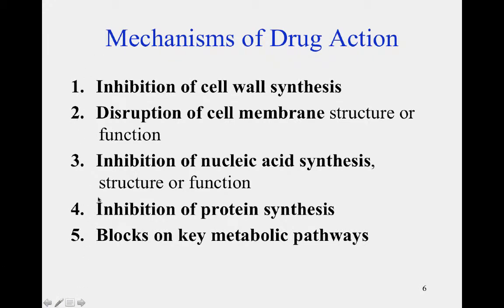Well, there are 5 different potential mechanisms of drug target action, one of which is inhibition of the cell wall, synthesis of that cell wall. Number 2, disruption of the cell membrane. So this would be the structure or the function of that membrane. Number 3, inhibiting the synthesis of nucleic acid. So a lot of antivirals will work this way.